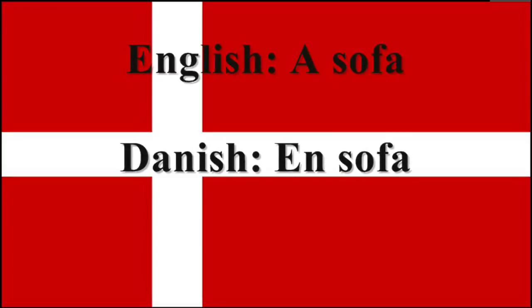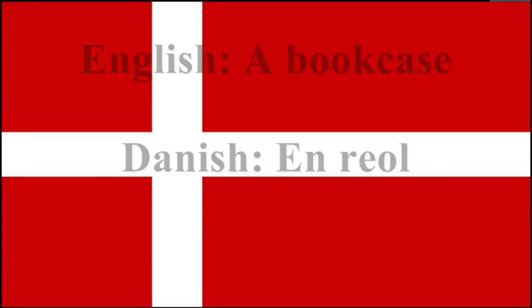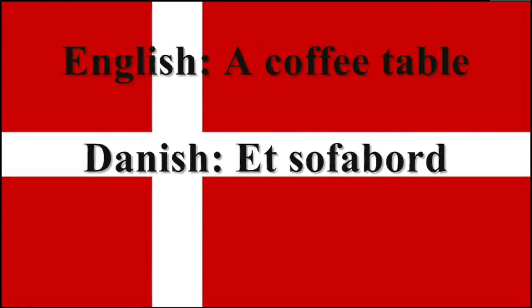The first word is a sofa. In Danish we call it en sofa. The next word is a bookcase. In Danish we call it en reol. The third word is a coffee table. In Danish we call it et sofabord.